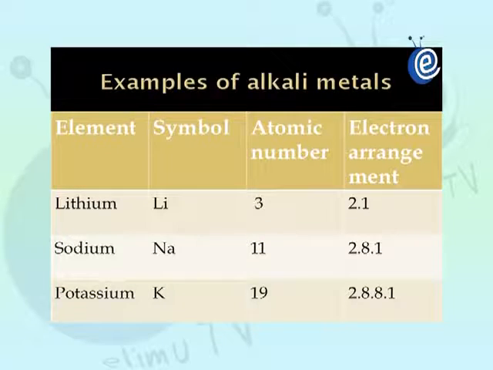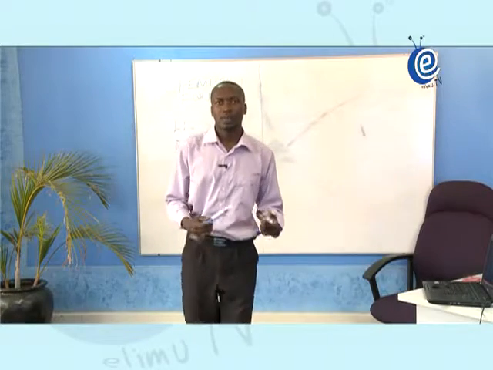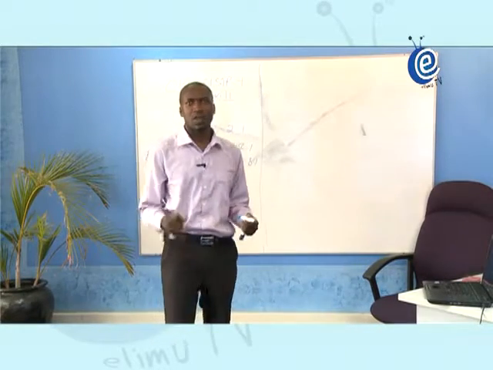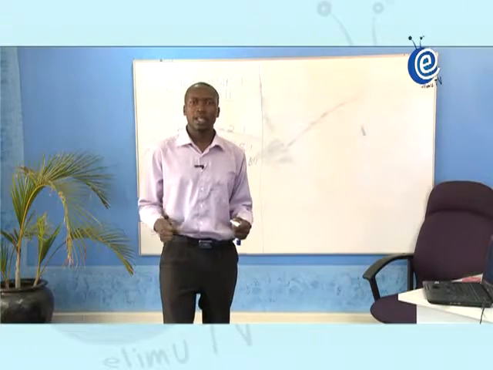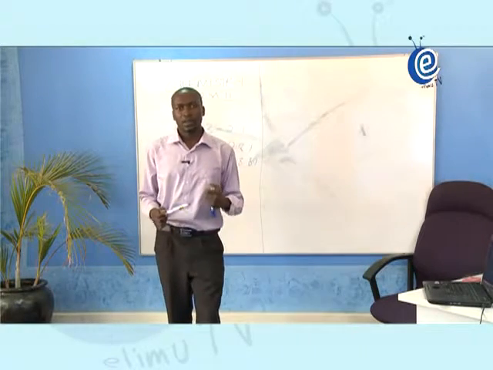And then looking at sodium, sodium has 3 energy levels. And then potassium has 4 energy levels. So that's number 1. And then the increase of the atomic number. That's number 2. So we have 2 reasons why the atomic radii increases down the group.